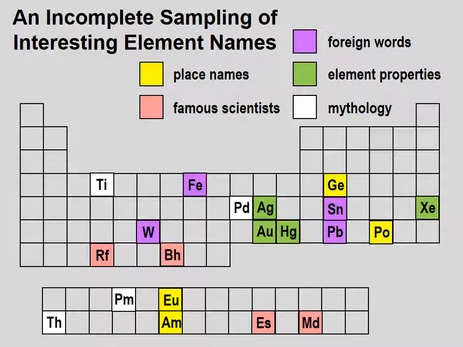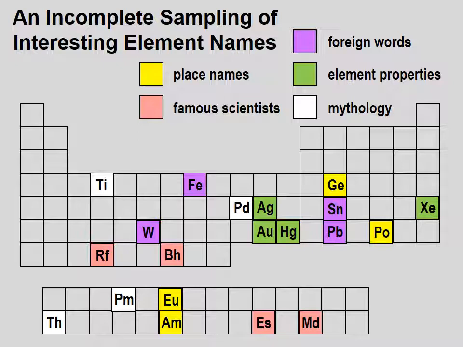And then on the far right side of the table, we have xenon, Xe, which is related to our term xenophobia, which is fear of strangers. If you're afraid of strangers, you don't associate with them, and xenon is a noble gas and doesn't associate, doesn't react with any other elements.